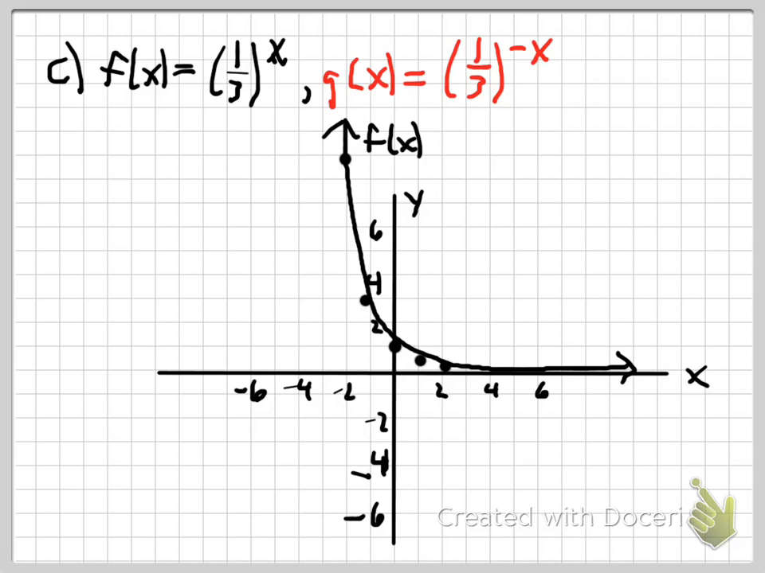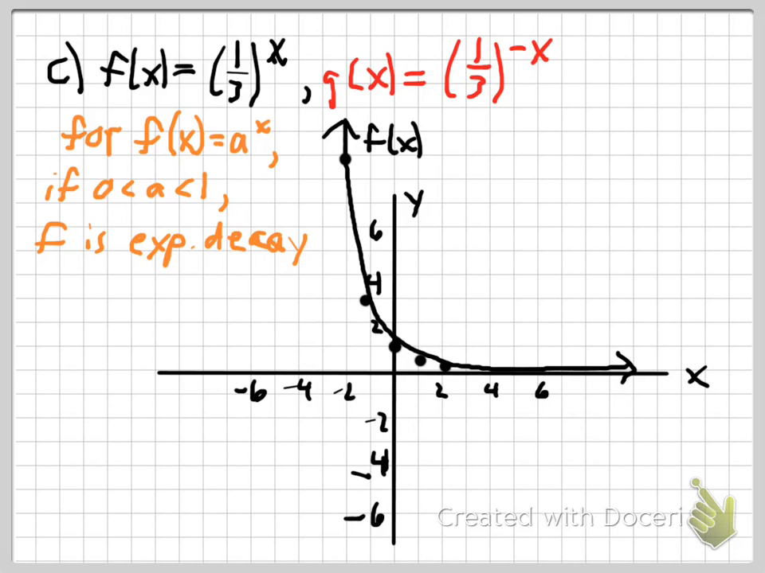Another way to recognize exponential decay as opposed to exponential growth is to look at the base of your exponential function. You want to see if it's greater than 1 or if it's between 0 and 1. We're never going to look at negative bases. And this is between 0 and 1. And since that is between 0 and 1, that means it's exponential decay. I'm going to write out that rule really quickly for you. There you go. I suggest you write that down.